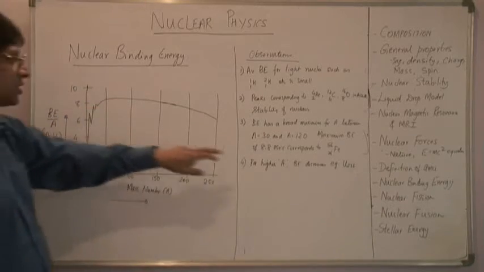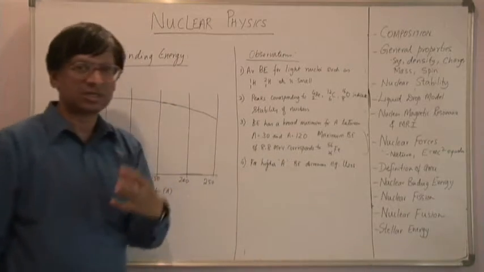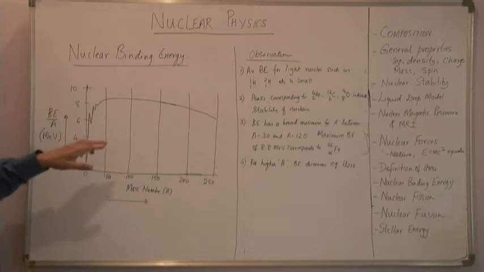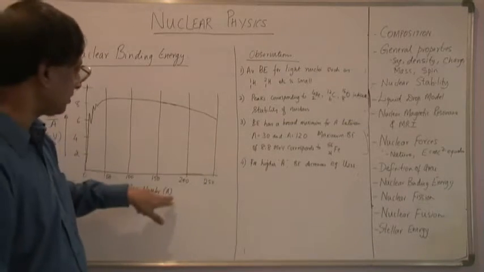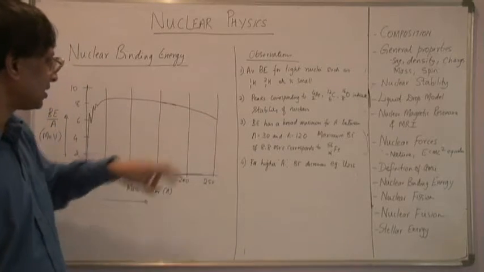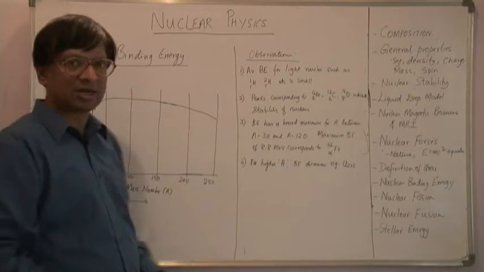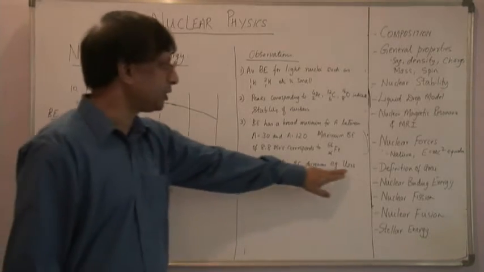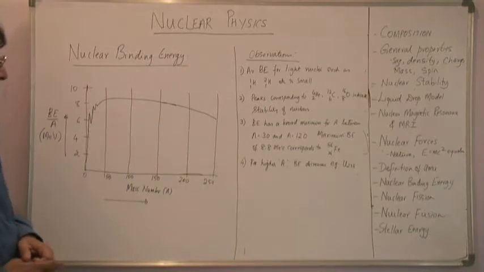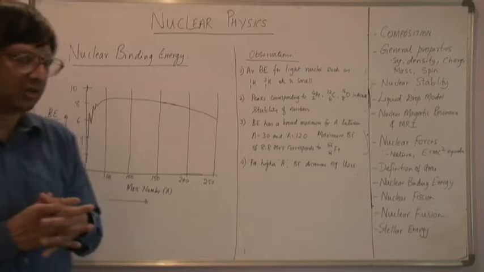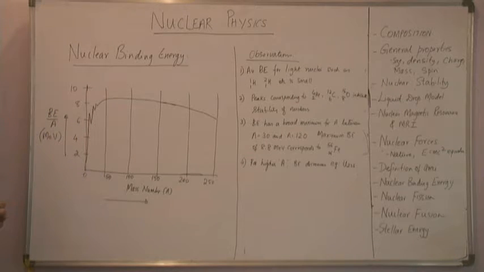So this is the most stable nucleus we have, because that has the maximum specific binding energy. And now for higher mass number, I find that the binding energy decreases. That means these elements are less stable. For example, elements beyond U238 have less binding energy, and therefore they are likely to break apart. So they are unstable in nature.